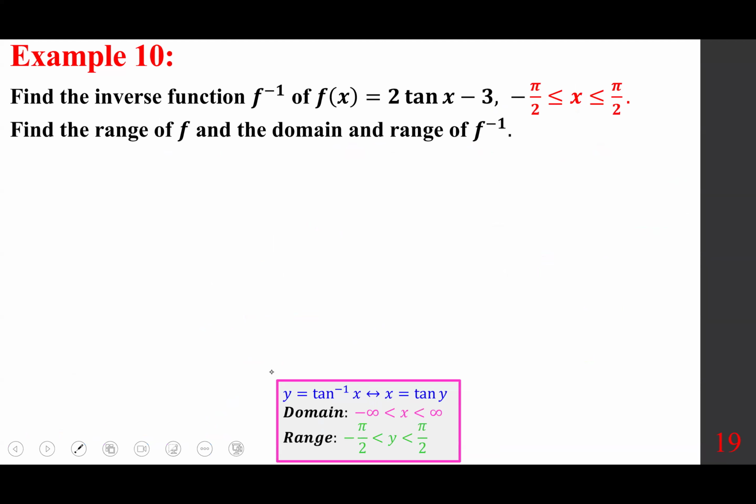All right, let's look at this example where we want to find the inverse function of f of x equals 2 tan x minus 3, and x is between -π/2 and π/2. Find the range of f and the domain and range of f inverse. The same concept. And first and foremost, we start with the function, and f of x, we call it y.